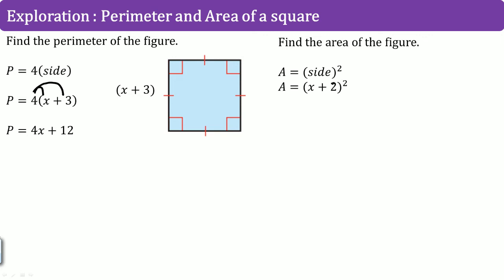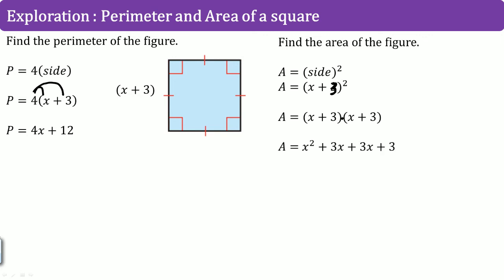X plus 3, this should be x plus 3, yeah. Okay. Now, what is x plus 3 squared? That means x plus 3 times x plus 3. Okay. If we do the distributive property, you get that.